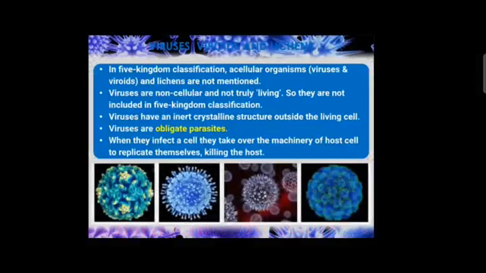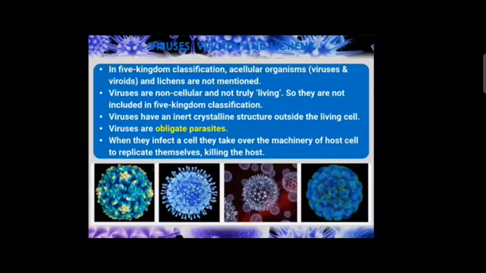Okay, now you must have been familiar with the virus. Which is that virus? Coronavirus. So that also comes under the group virus only. So what are these viruses? In the five kingdom classification, acellular organisms and lichens are not mentioned. Virus, it is not having a particular cell. So these viruses and lichens are not mentioned in the five kingdom classification.